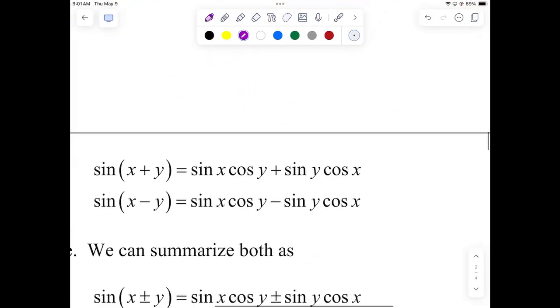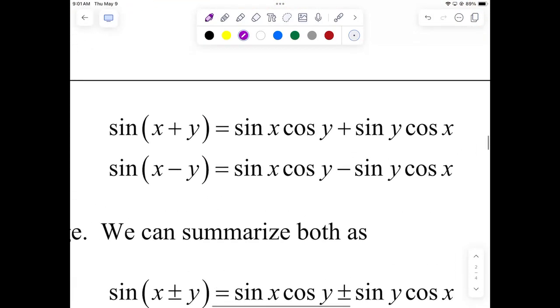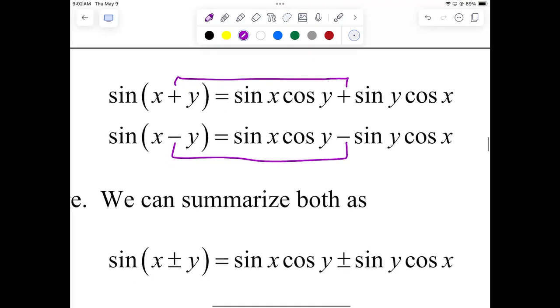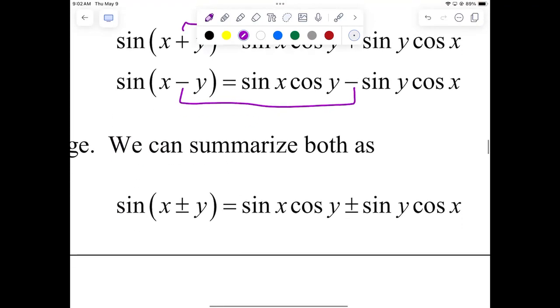Now, what is it for sine of x minus y? It's the exact same thing, except it's a minus sign. Sine, same sign. Sine keeps the sign. So you can summarize both of them like this. Sine of x plus or minus y is sine of the first, cosine of the second, plus or minus. Sine, same sign. Sine of the second, cosine of the first. Sine, same sign.